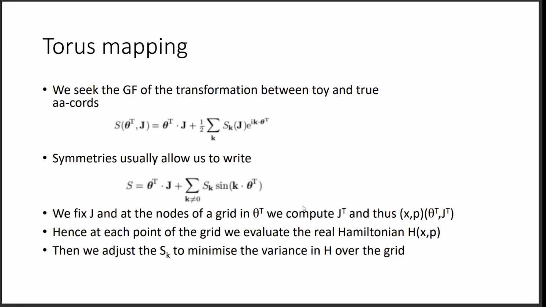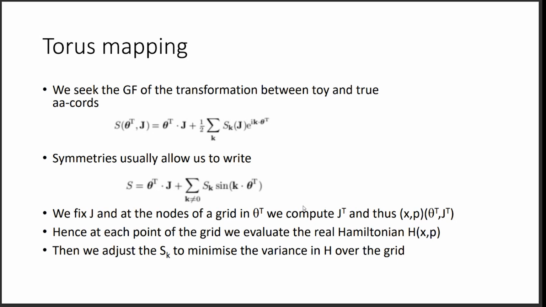And I know what J is because I chose it. I make some guesses as to what the S's are, probably noughts in the first instance, and that enables me to know theta t and J t. Knowing theta t and J t, I can compute x and p, right? And then because I've got x and p, I can compute the galaxy's Hamiltonian, H of x, p.